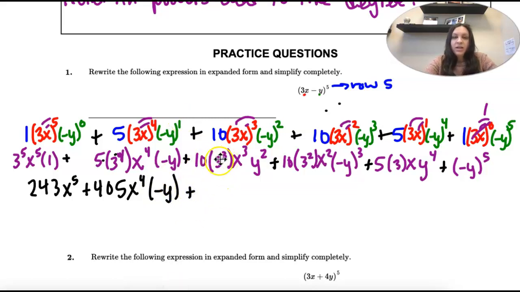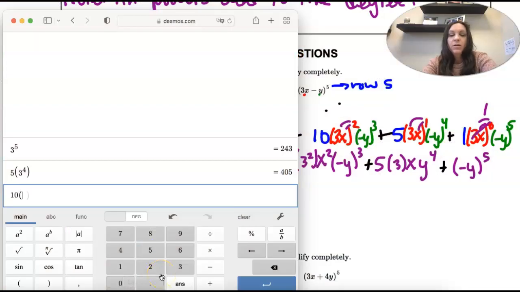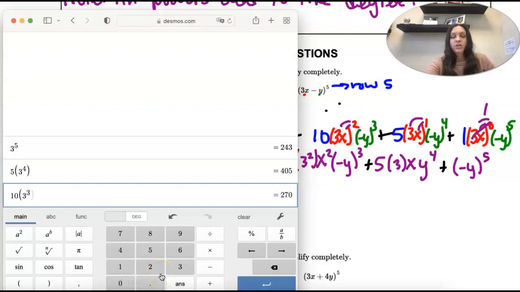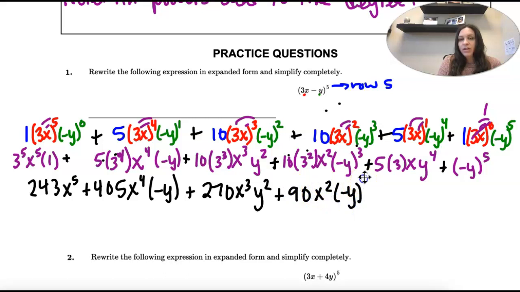10 times 3 to the third, which is 270. X cubed y squared plus 10 times 3 squared is 90. X squared negative y to the third. 5 times 3 is 15. And then plus negative y to the fifth.